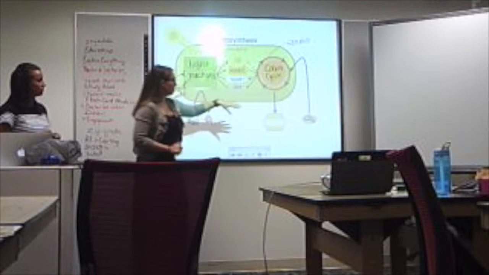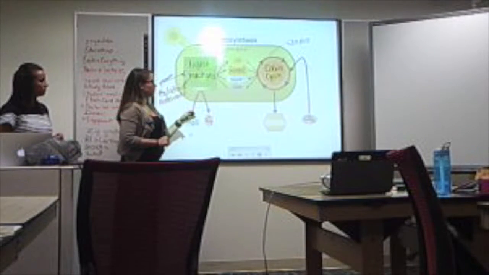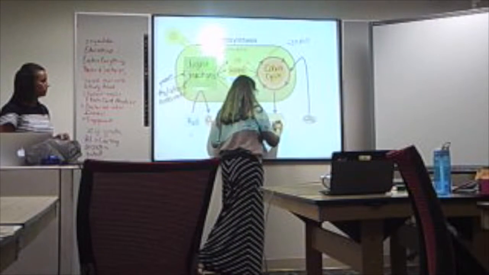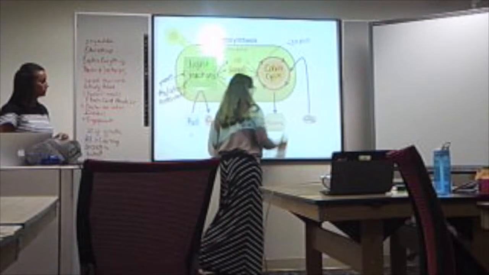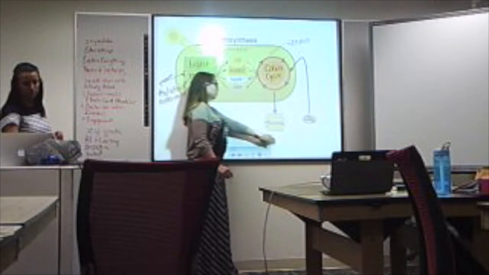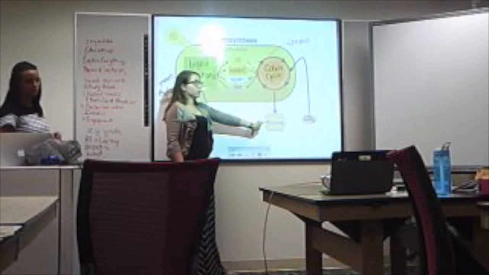So CO2 is going to be converted through a series of reactions, and the outward product is going to be glucose. So you can now see why CO2 is necessary for photosynthesis and why glucose is the product.